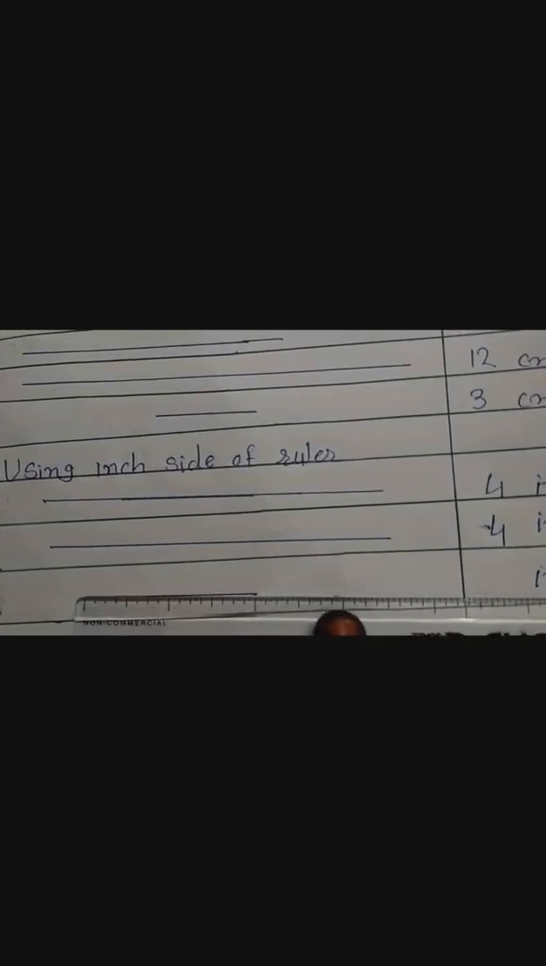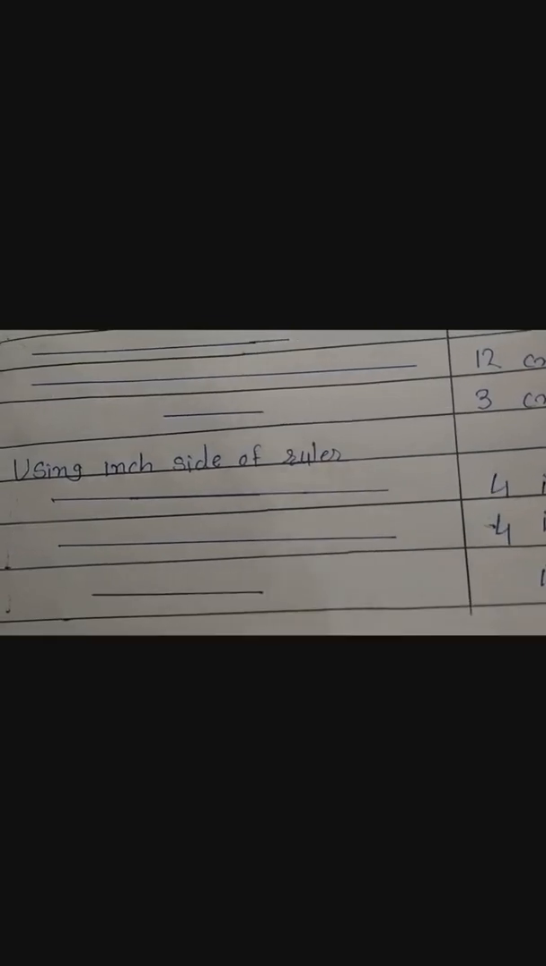So 1, 2, 3 and 4 centimeter. How many each is there? 4 each is there. Then third one, second one, there is also 4 inch. So here we have to write 4 inch, and in the last, that is the 1 and 2 centimeter. So here we have to write 2 centimeter.